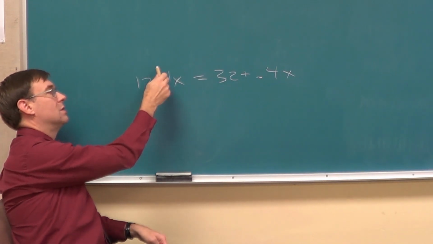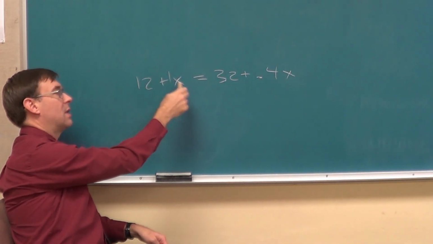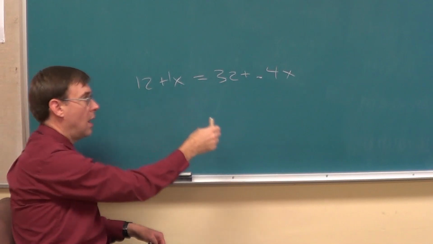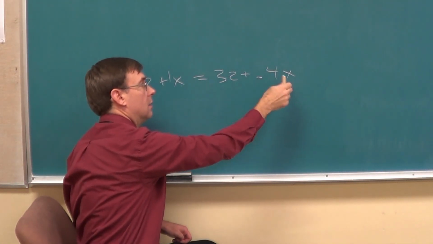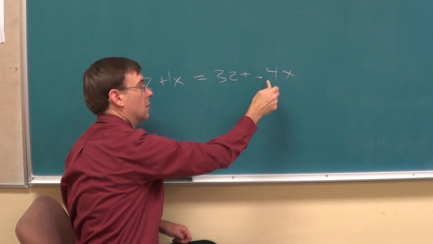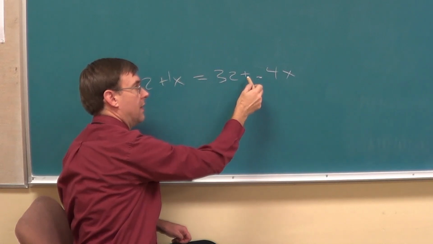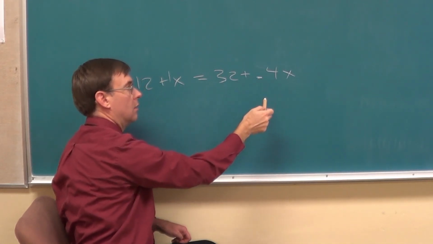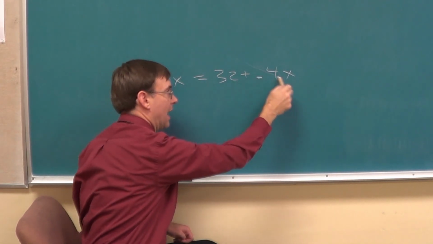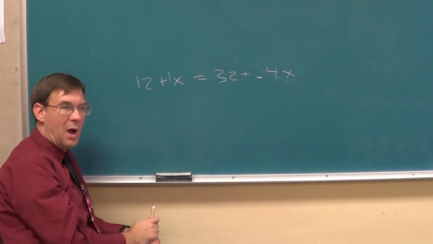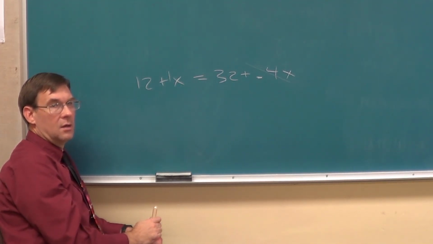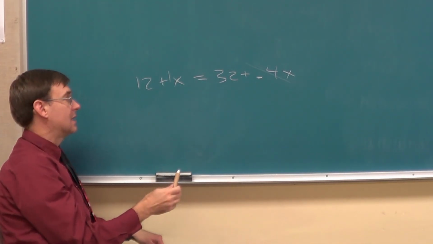So what we have to do is either get rid of this one. How can we get rid of this one? Subtract 1x, or get rid of this one, add 0.4x. That's an add and a 0.4. Subtract 0.4x. I'm going to subtract the 0.4x. Why will I choose to do that? It's the decimal, so I can stay positive.